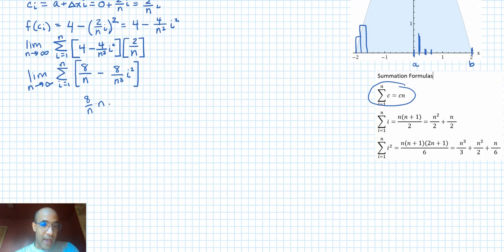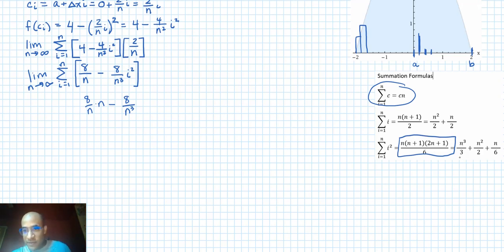For the i squared, 8 over n cubed, again, is just a constant as far as the sum is concerned, so I can take that out of the sum, and then i squared has a nice formula down here. Now, the way the formula is written in the textbook is with things like this, and this is how most people write them. It's not the textbook's fault.